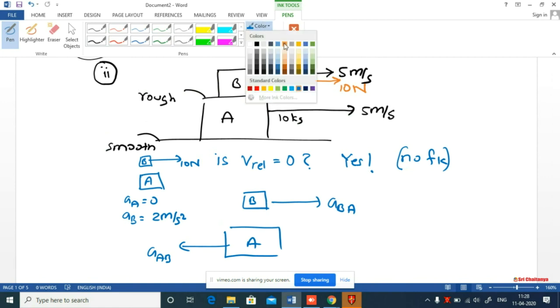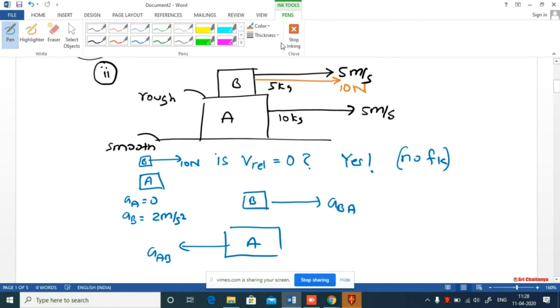And what would be the direction of static friction? The direction of static friction would be opposite to A relative. So on B it will act backward, static friction. On A it will act forward, static friction.